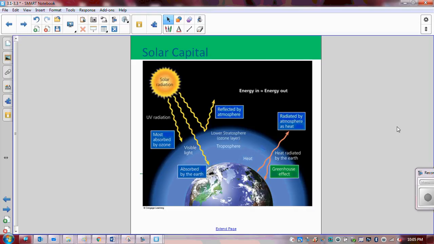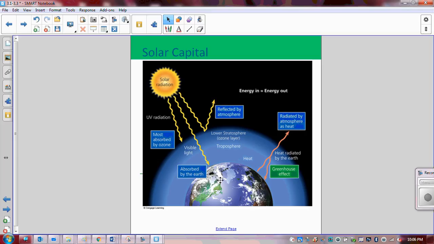So here's our solar capital. What comes from the sun can do a few things. It can get trapped in our upper atmosphere up here, and it can be absorbed by the upper atmosphere, and it heats the upper atmosphere. It can bounce off the upper atmosphere and get reflected back out in space and go back out from whence it came. It can pass through our atmosphere and come to the planet.